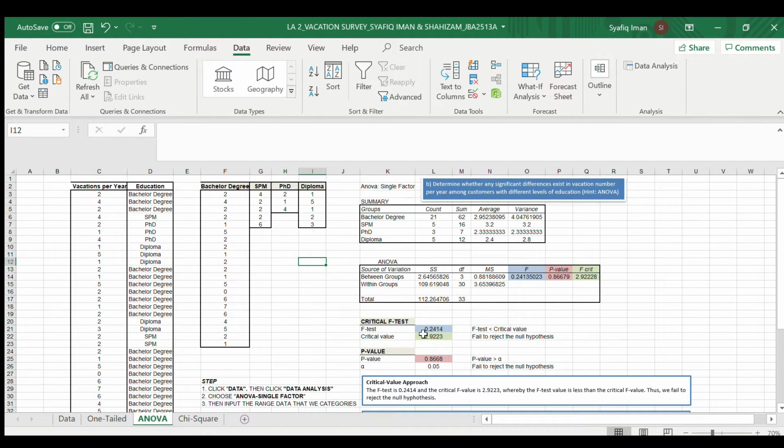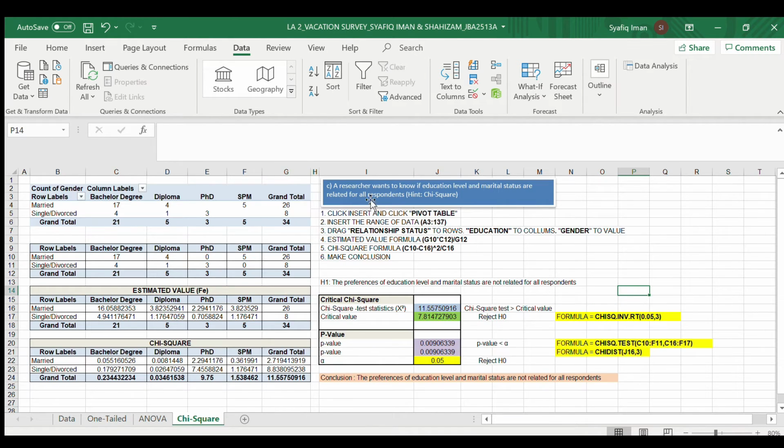So it will be like this. Then for the conclusion, F-test is less than the critical value. So it fails to reject the null hypothesis. For p-value, p-value is more than significance. So it fails to reject the null hypothesis.